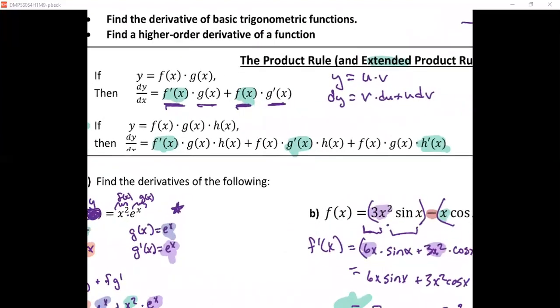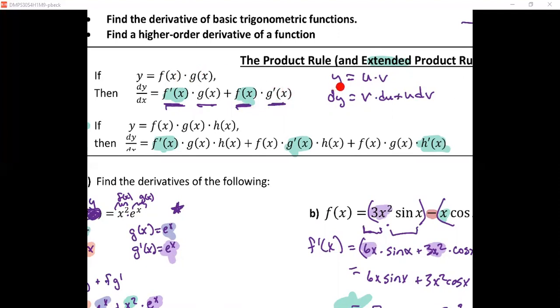How does it work? Well, the derivative of a product, so I have f times g, is the derivative of the first times the second plus the first times the derivative of the second. And obviously I'm talking about factors here. So derivative of the first factor times the second factor plus the first factor times the derivative of the second factor. There are lots of different ways that students memorize this. It doesn't matter to me what way that you memorize it.